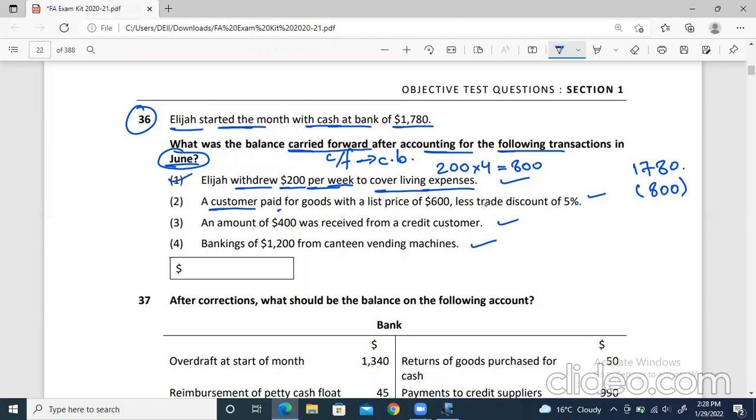Now let's look at the second one. A customer paid for goods with a list price of 600. Again, I told you list price means the exclusive amount.